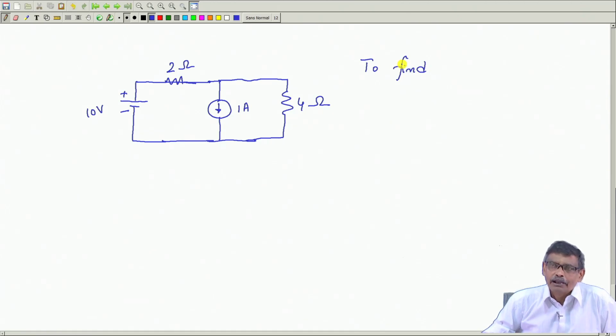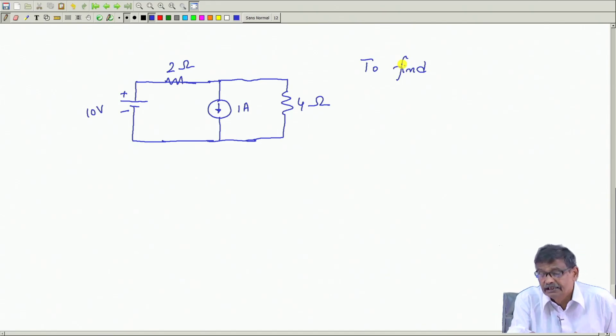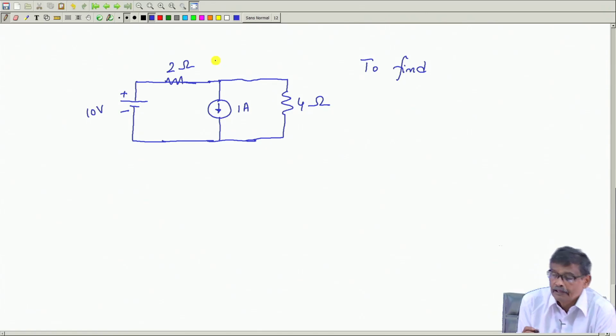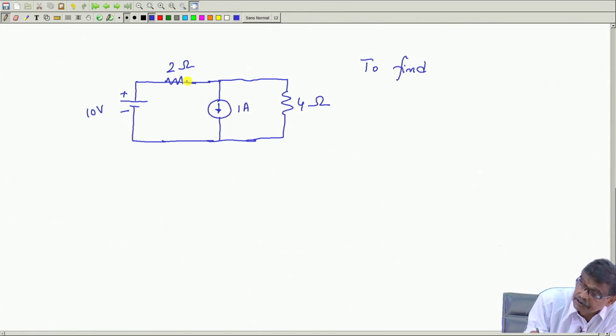In a network problem, source voltages and source currents are known, and you have to find out the currents in various branches. In this circuit, this branch current is already solved for me, because somebody is telling me there is a constant current source of 1 ampere. Now, how to solve for the other current? I will solve it in this way.